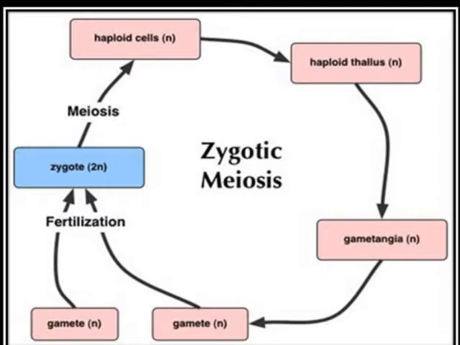Once the gametes are produced, both the gametes, one from one parent and one from the other parent, will combine, that is they will fertilize and form a zygote. Both the gametes had n and n number of chromosomes, so n plus n is equal to 2n. So the zygote will have 2n number of chromosomes. Now the zygote will undergo meiosis. When the zygote undergoes meiosis, haploid cells will be produced that have n number of chromosomes. Then finally these cells will produce a haploid thallus. A haploid thallus means a new organism.